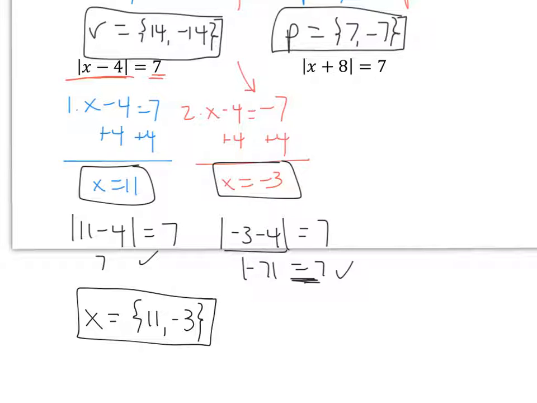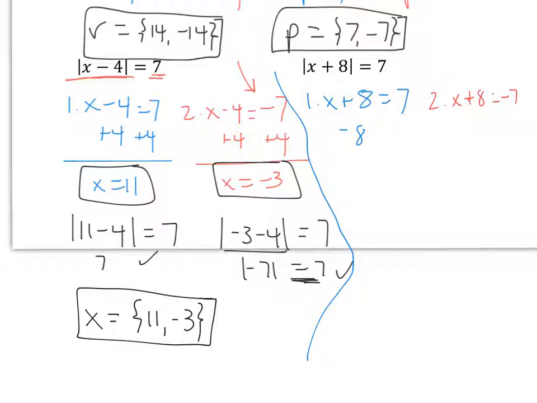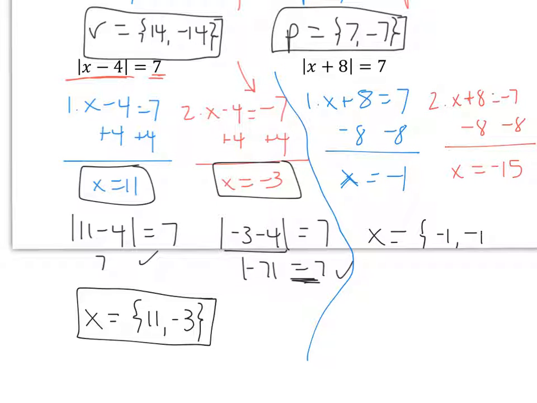Okay, let's look at this next example here, and I'm going to set up two cases again. So case 1 is as you see it, x plus 8 equals 7. And case 2 is x plus 8 equals negative 7. Now I'm going to solve both equations. So I'll subtract 8, and 7 minus 8 is negative 1. And then over here, I'll subtract 8, and negative 7 minus 8 is negative 15. So my two answers here, x would equal negative 1 and negative 15.